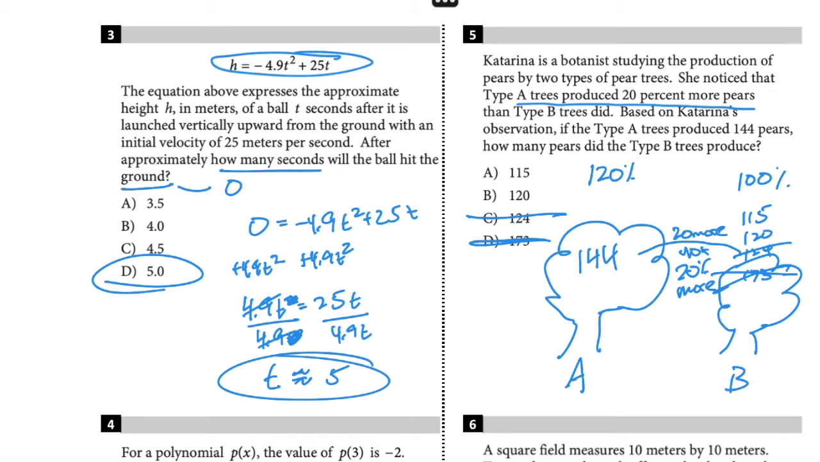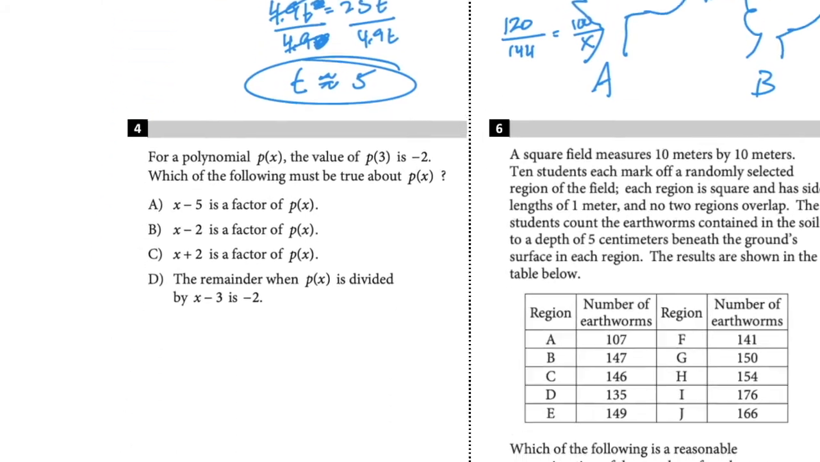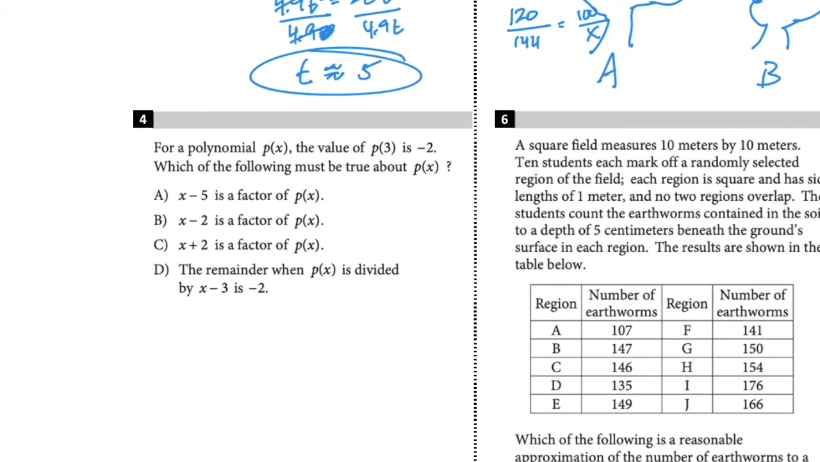You could set up a really simple proportion. You could say 120% is 144 pears. 100% would be how many pears? And if I cross multiply, we will find that the correct answer is B, 120 pears. All right, a little out of order here, sorry.